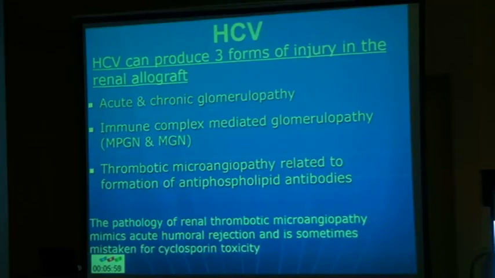And now the HCV, hepatitis C virus, can produce 3 forms of injury in the renal allografts. You can have acute and chronic glomerulopathy, and you can have immune complex-mediated glomerulopathy, membranoproliferative and membranous, and you can have thrombotic microangiopathy related to formation of antiphospholipid antibodies. Now, mind you, the pathology of renal thrombotic microangiopathy mimics humoral rejection and is sometimes mistaken for cyclosporin toxicity.